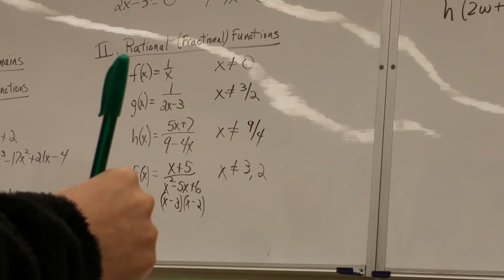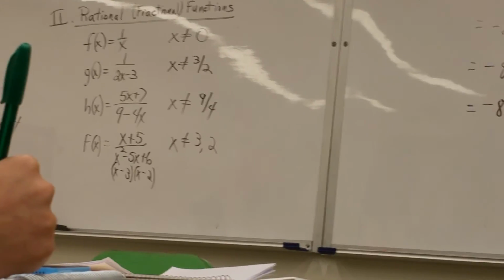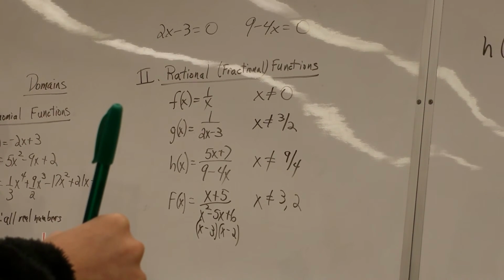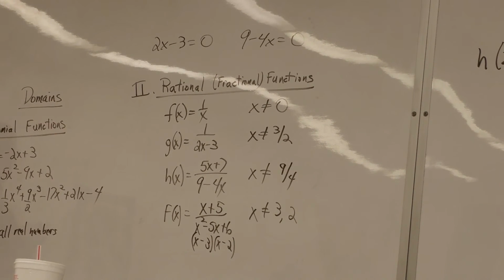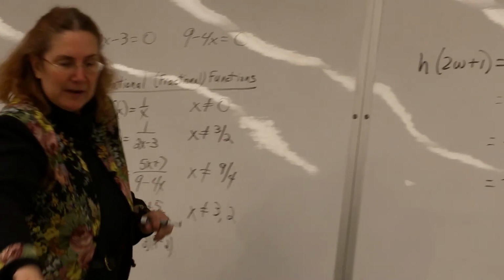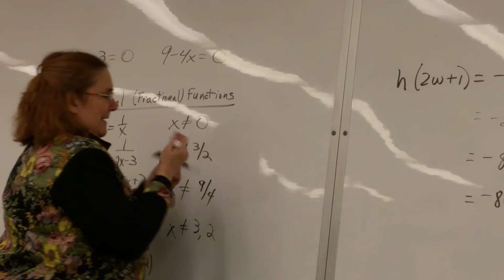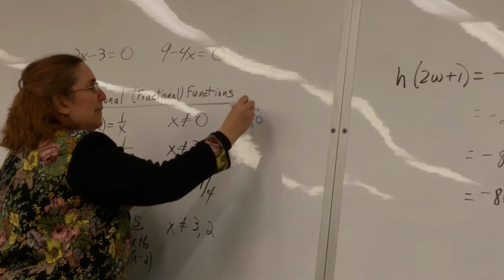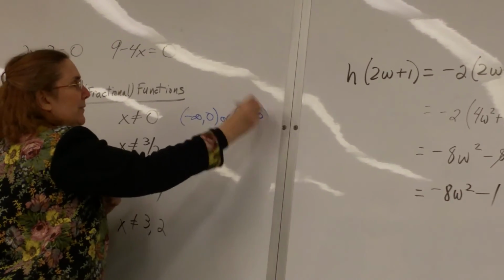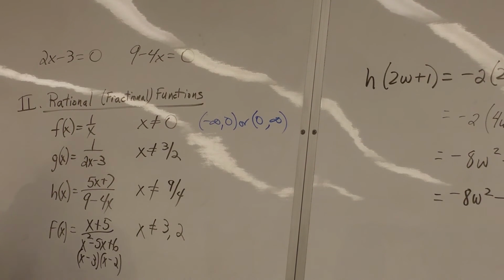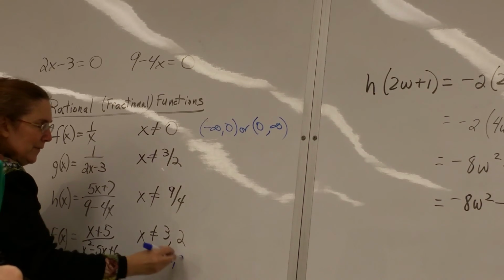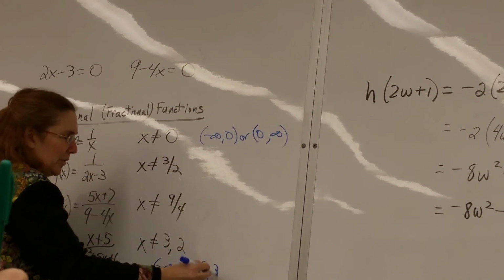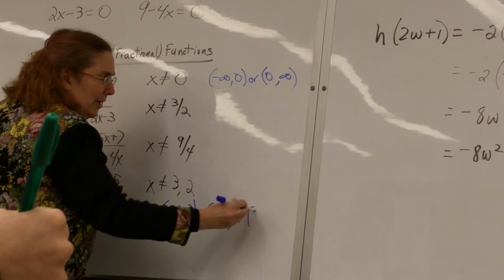Now, one quick comment here. I have not looked at how they write the answers for these in the back. I know that there are some textbooks that absolutely insist that you write the domain in interval notation. So it will say the domain for that first function is the interval from negative infinity to 0 or 0 to infinity. For big F, it will say the domain is negative infinity to 2 or 2 to 3 or 3 to infinity.